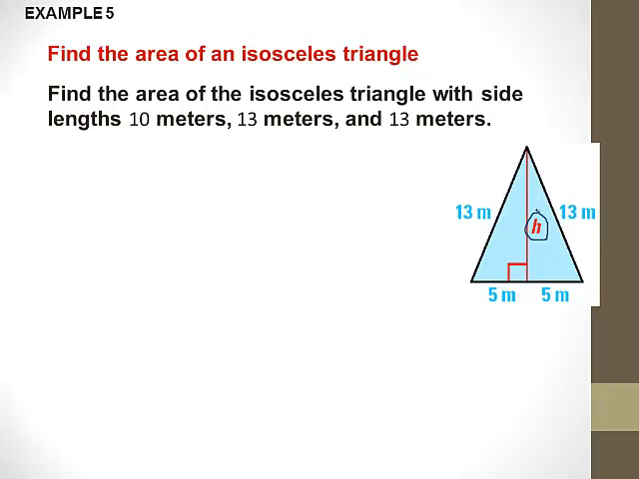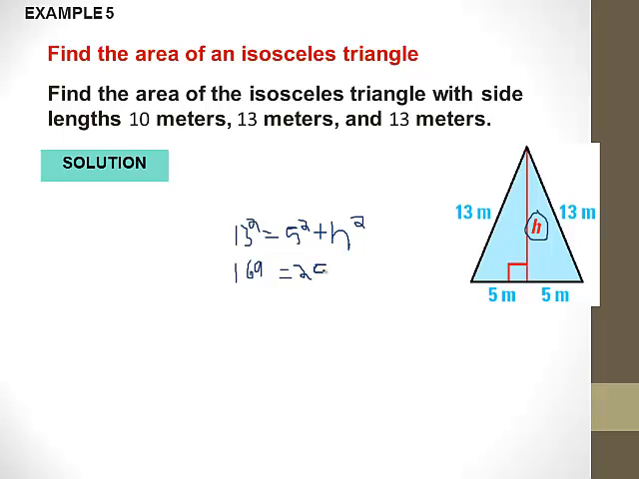So if we dropped an altitude, that means we can use Pythagorean theorem to find out what h is. So again, I use 13 squared equals 5 squared plus my h squared, or b squared, or a squared, it does not matter. So we got 169 equals 25 plus h squared.